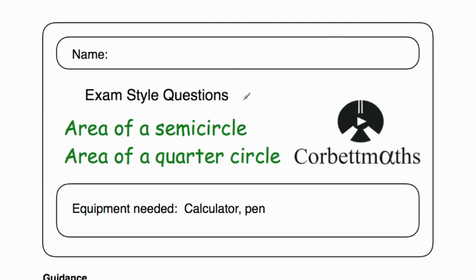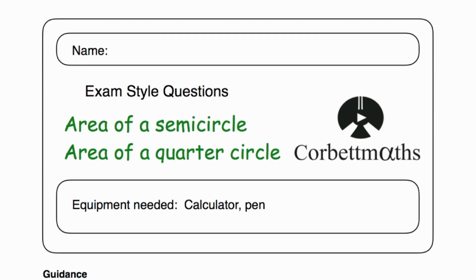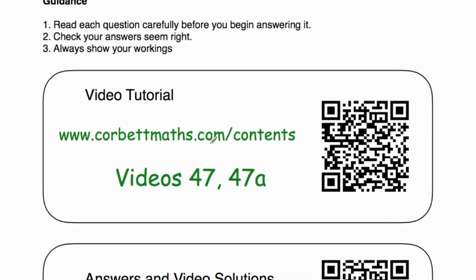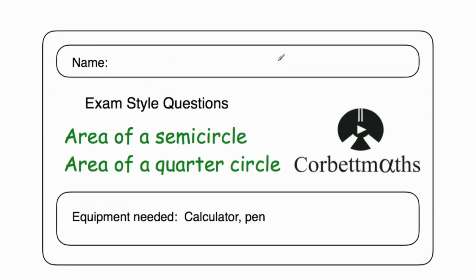In this video, we're going to look at the video solutions to the area of a semicircle and area of a quarter circle practice questions. If you need any extra help on finding the area of a semicircle or quarter circle, go to corbettmaths.com/contents and scroll down to videos 47 and 47a, where there are video tutorials on finding the area of a semicircle and the area of a quarter circle. Alternatively, you could scan this QR code. But in this video, we're going to go through the video solutions to the practice questions, so let's get started.